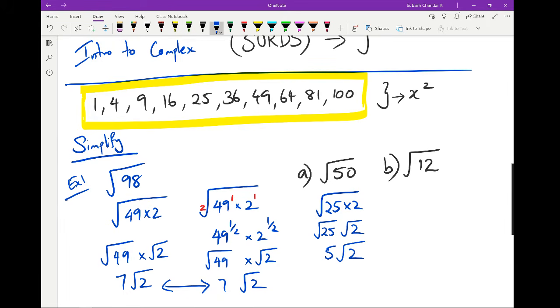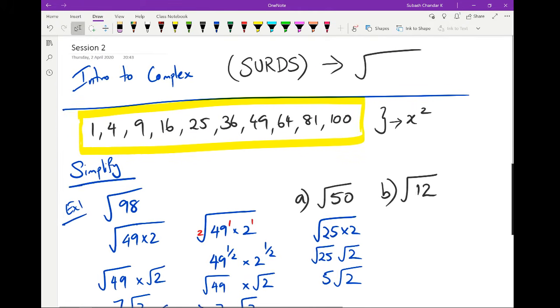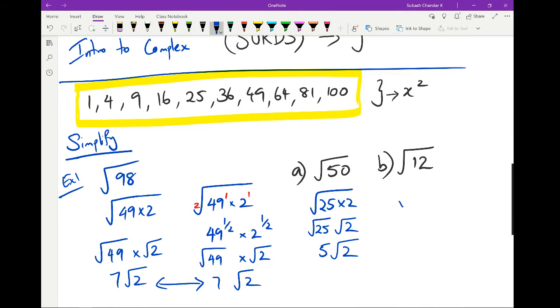And looking at the next one, we've got square root of 12. So I'm going to be using 4 in this case. So that ends up being square root of 4 times 3. And then I've got square root of 4 multiplied by square root of 3. Square root of 4 is 2. And so my answer ends up being 2 root 3.